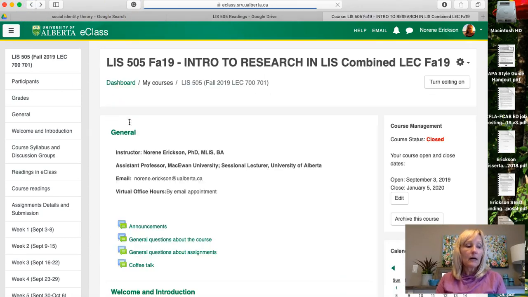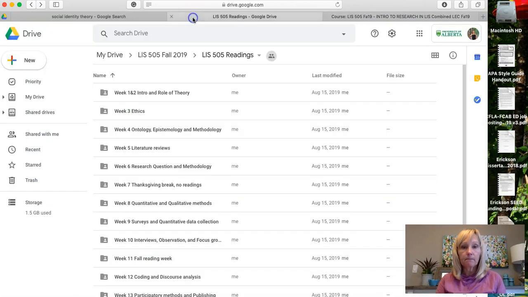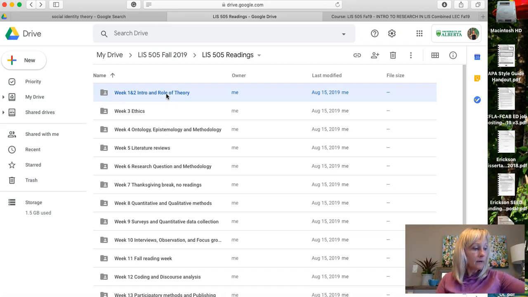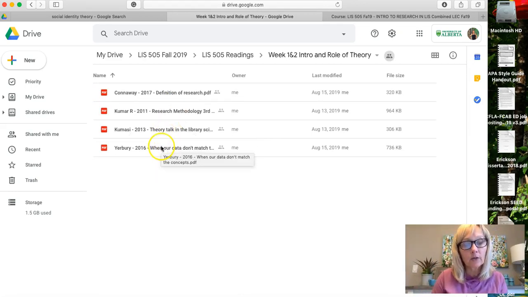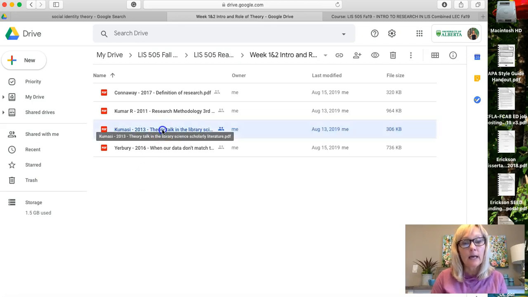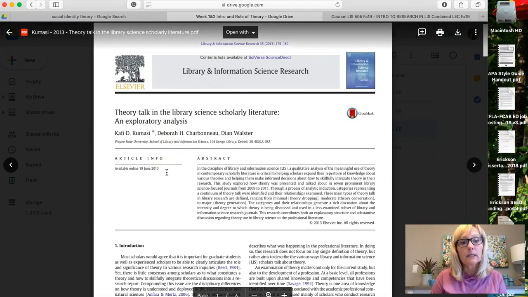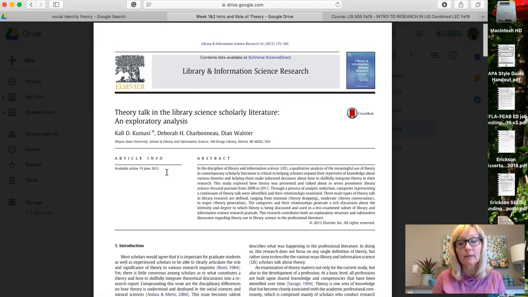So just a couple of the readings I wanted to highlight that I didn't do in the last video. There is a reading by Kamasi and a reading by Yerbury that go into some philosophical, more theoretical discussions about the role of theory in LIS. And Kamasi's research is an exploration into how theory is used in library science scholarly literature.